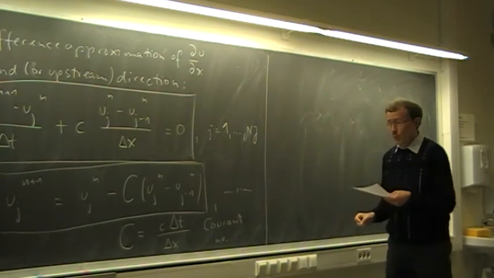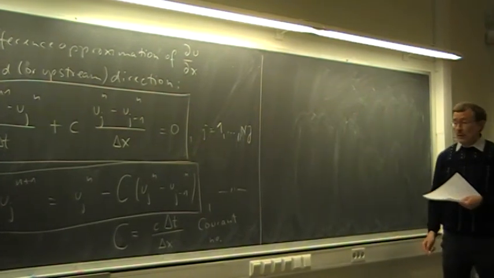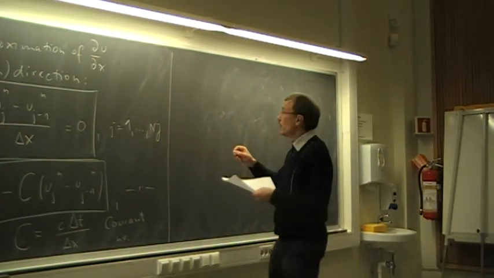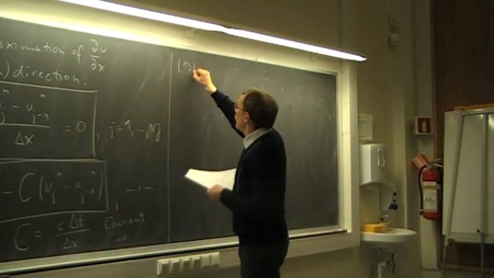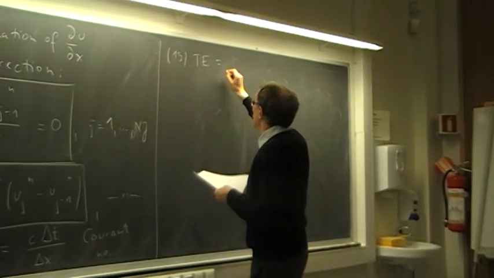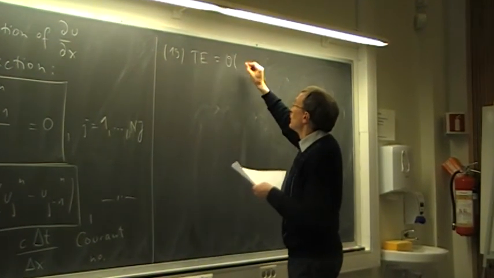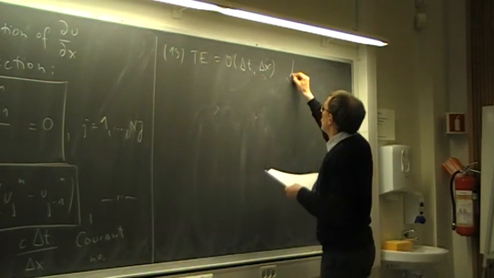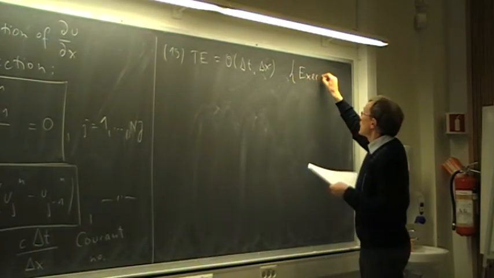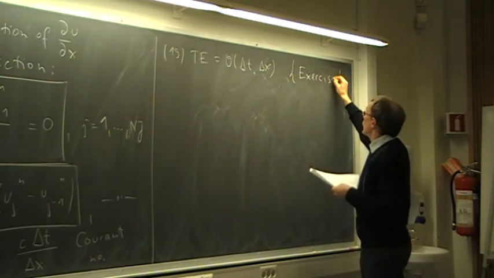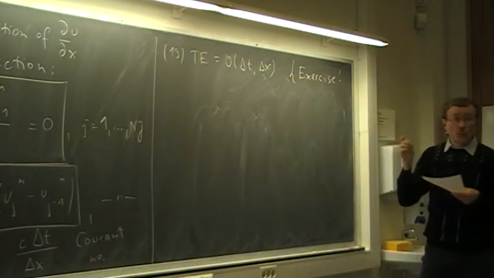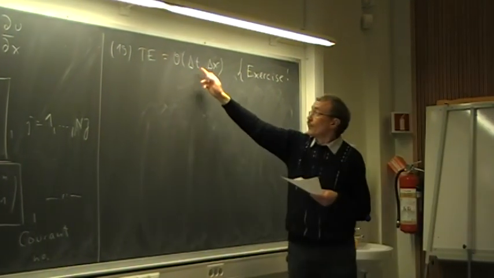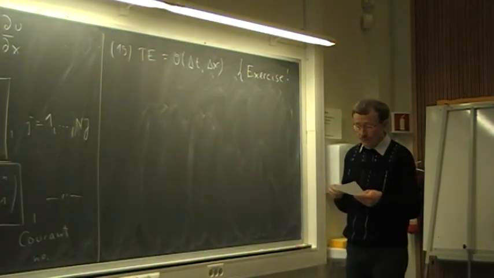So, you can easily do the consistency analysis to find the truncation error. It turns out that it is of order Δt and Δx. So you can do it as an exercise. That means this method is first order in space and first order in time. That we can see from that.